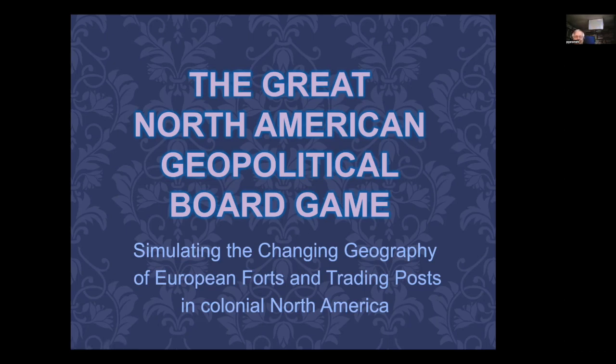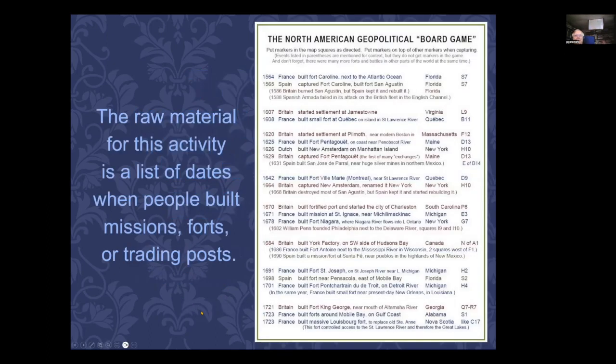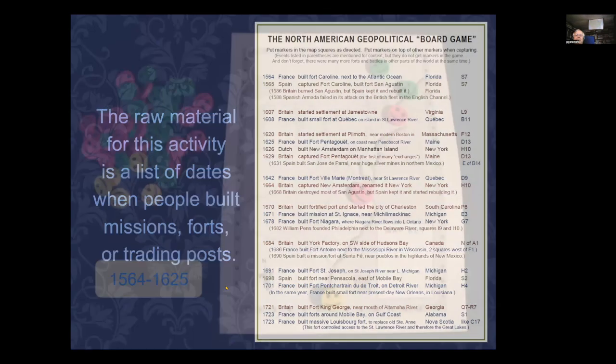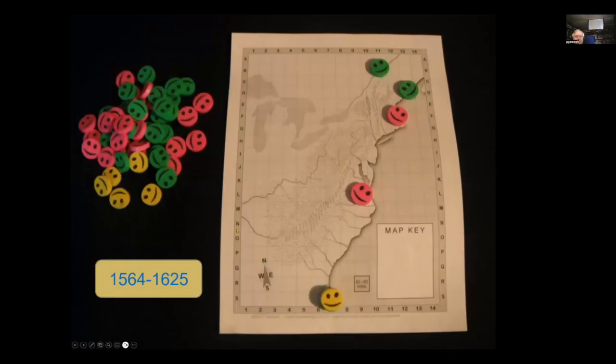And we wanted to get at that a little bit with a way to summarize what was going on, but that would also link it back to your colonies game. So we used the colonies game map, and then Dave and I went back and forth about setting up the board game here. The raw material for this is just a long list of dates when people built missions, forts, trading posts, actually put something on the ground in a particular place. And then there are two versions, and we gave you two PowerPoints.